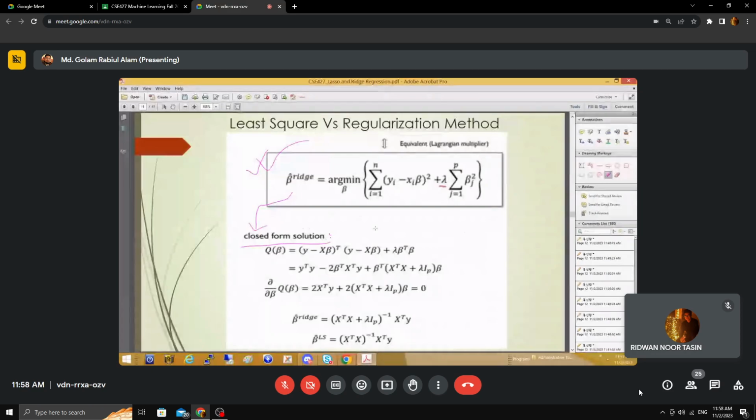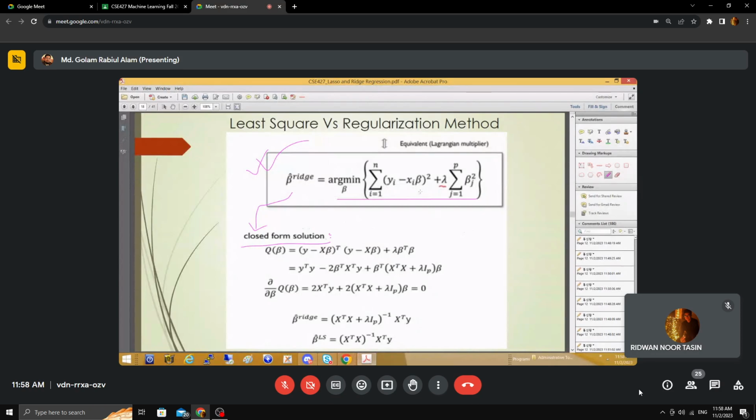Maybe in the future, in your master's study or PhD study, you will learn optimization theory and convex optimization, and the details of how we can convert this kind of equation to a closed form solution. You will learn those things there. But at this moment, I think the closed form solution to this equation is easy to find.